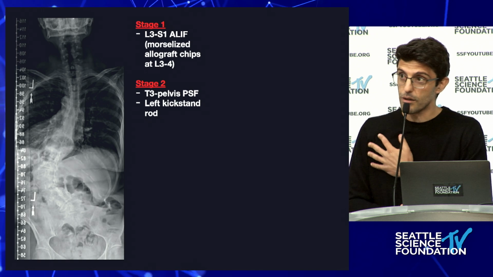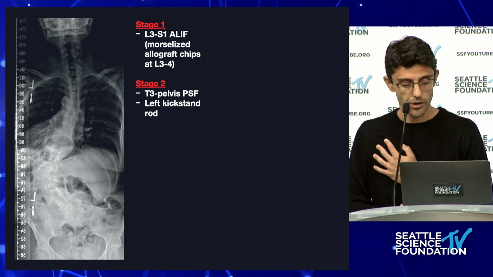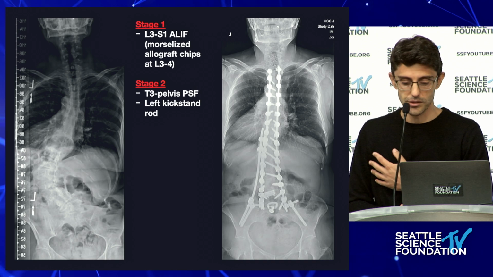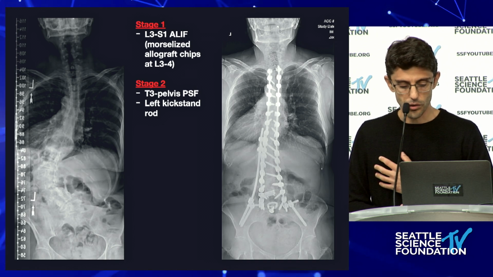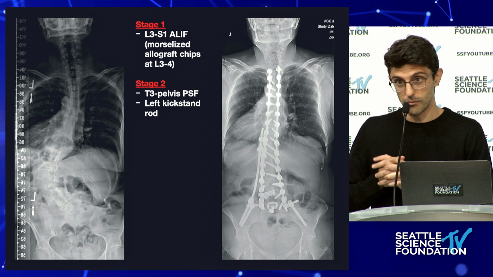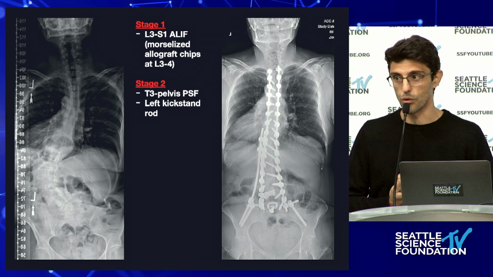So for this, we did, again, 3 to 1 ALIF, 3-4 morcellized chips, 4 to 1 structural cages, and then a T3 to pelvis with a kickstand rod on the left side. And overall, the curves aren't corrected perfectly, but they're balanced, and then that achieves the global coronal alignment that you're looking for.